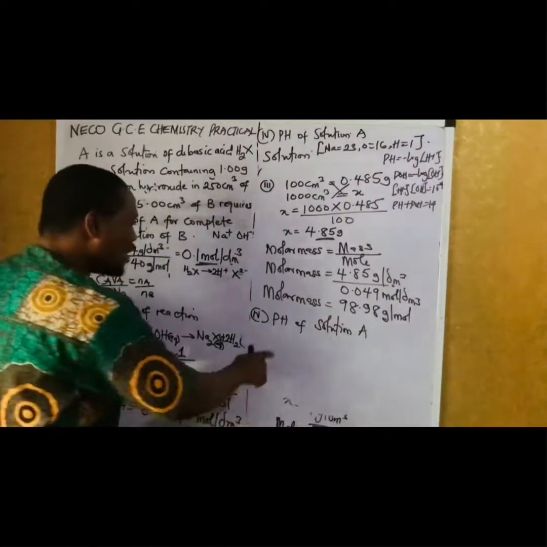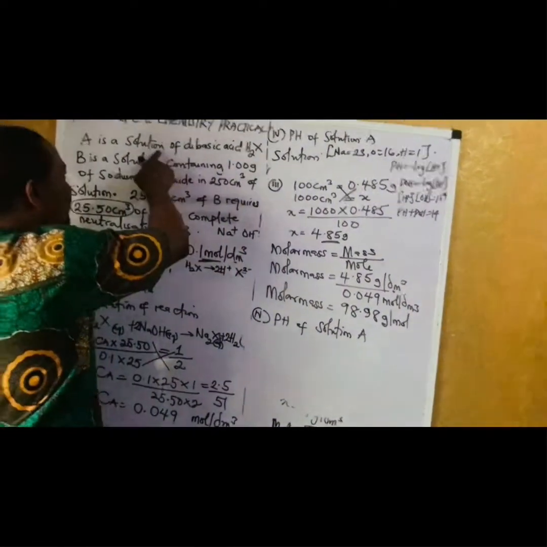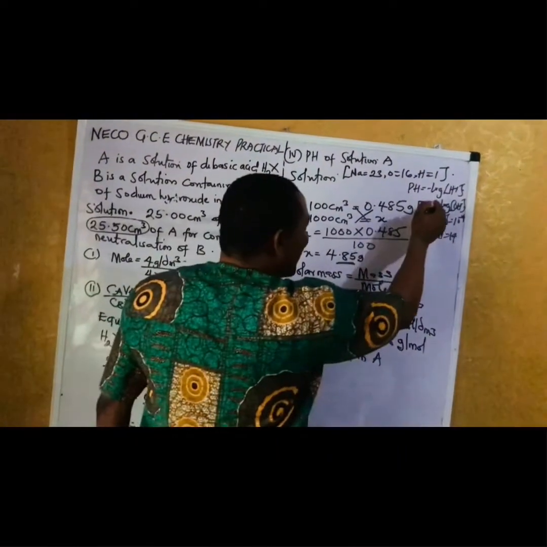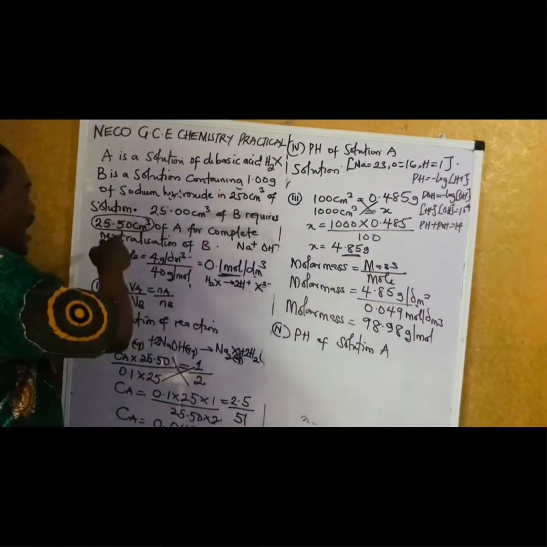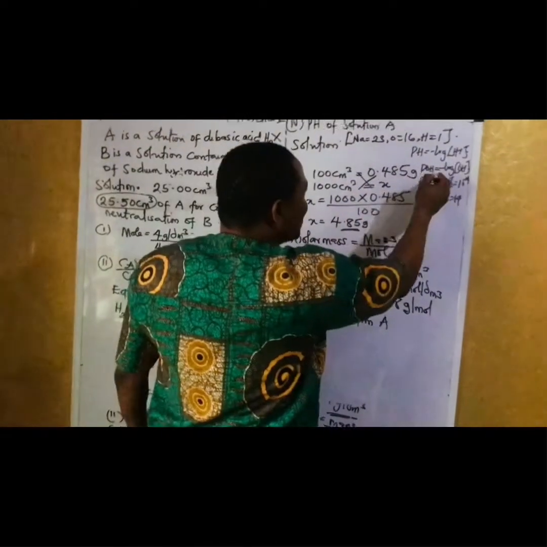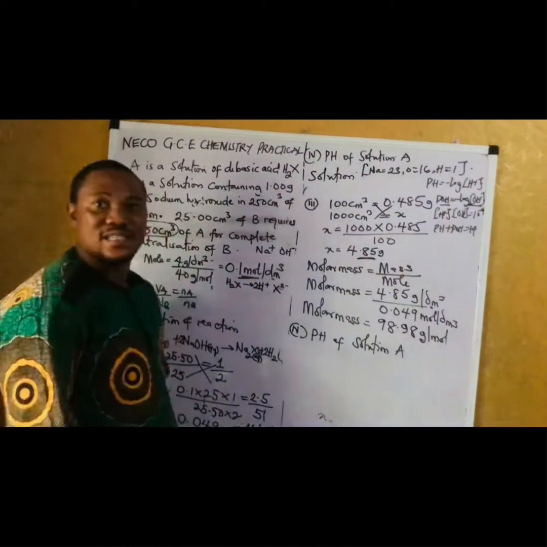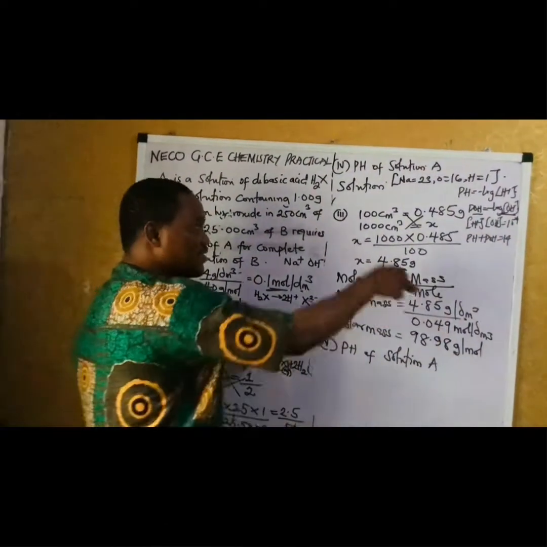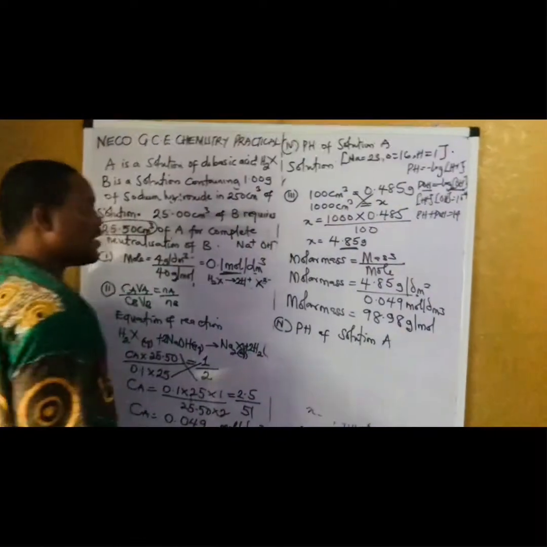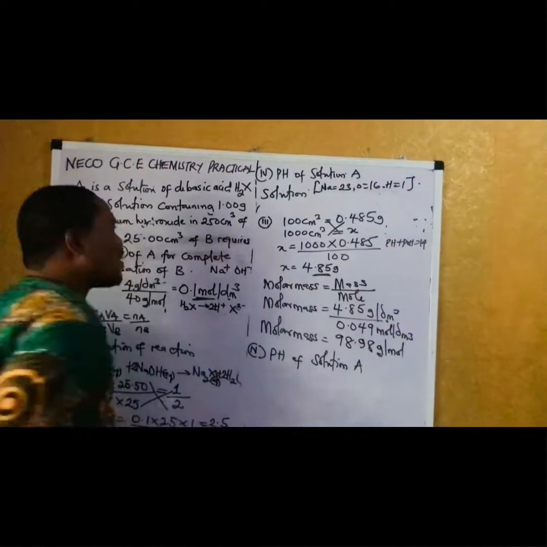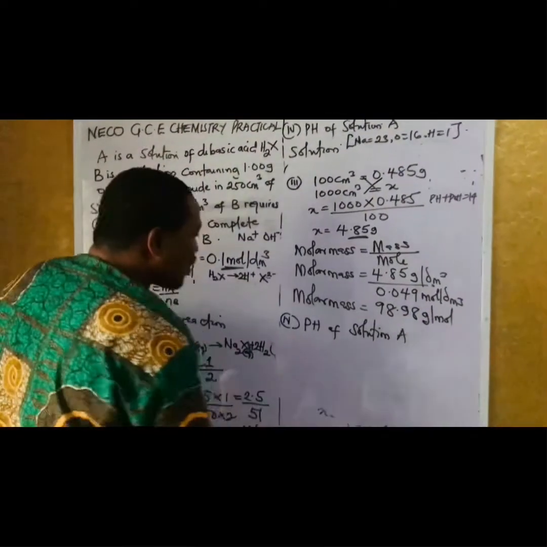So now, we want to get the pH of solution A. What is solution A? Solution A is an acid. That's why I'm using pH. If it is a base, if you had asked me the pH of solution B, I would have used this because it's a base. Do you see that? But since this is an acid, don't worry, I will take my time to explain this paper. So don't get yourself confused. Just take the first one. Okay, so pH of solution A.